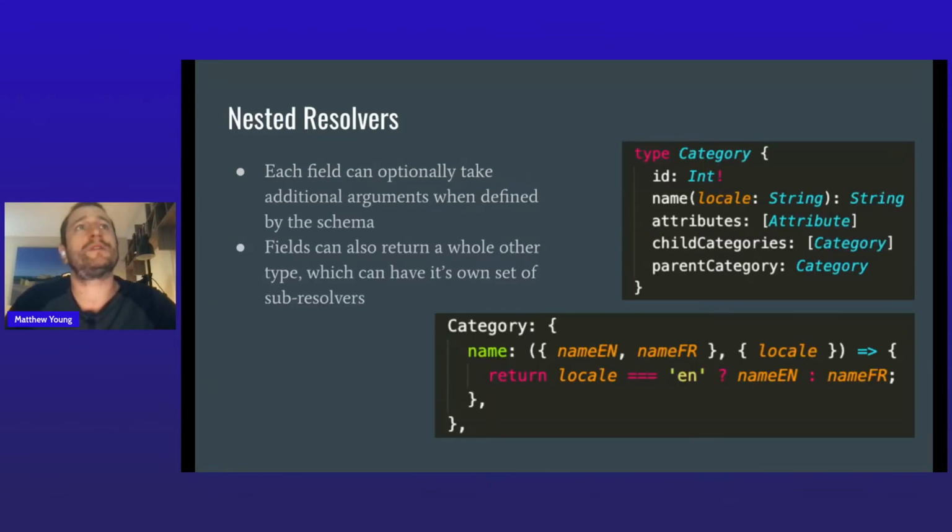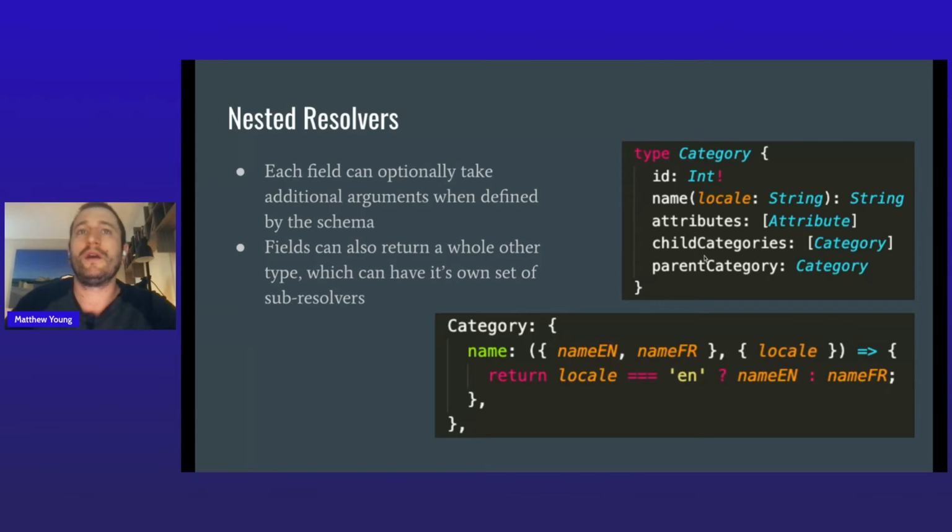What's a nested resolver? A nested resolver is essentially a resolver inside a top level. So each field can optionally take additional arguments when defined by the schema. You can see on this screenshot on the right, for name, we actually can pass in an argument on its own, locale, because we want to differentiate between the English and French. At least in Canada, we have to provide both English and French to our users. So name is a custom nested resolver here that takes locale and spits it out.